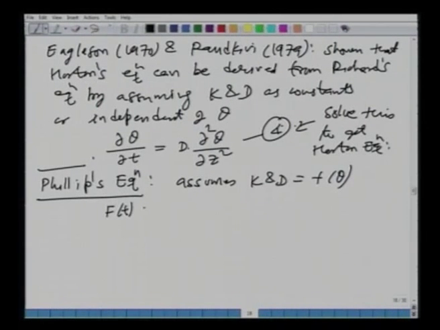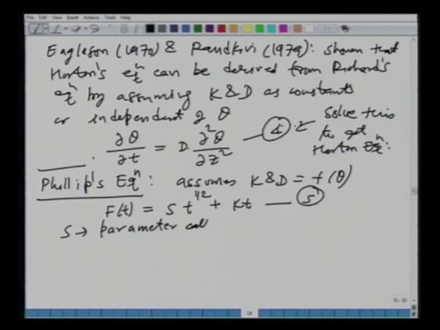It comes out as S t to the half plus K t. Let us name this as number 5. In this equation, S is a model parameter called sorptivity.